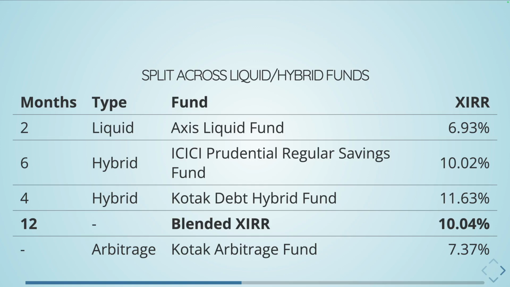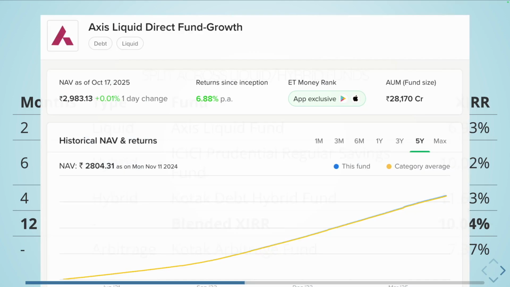And the other likely candidate there is the Kotak Arbitrage Fund, given there are some taxation changes, so rather than picking a hybrid fund, we can even go for an arbitrage fund. So this is how the liquid fund's curve looks, how the net asset value of the fund is rising over the days.